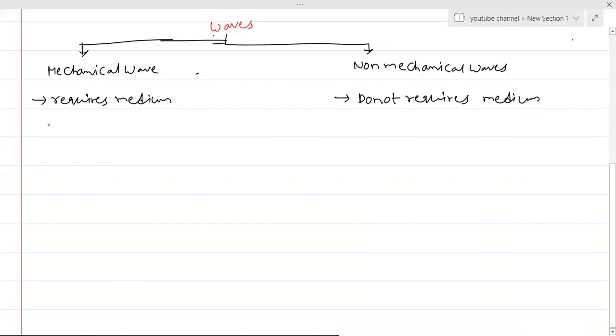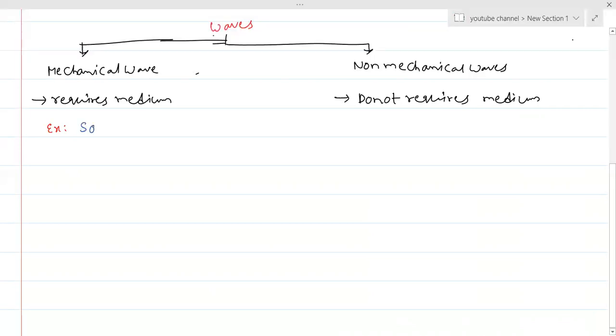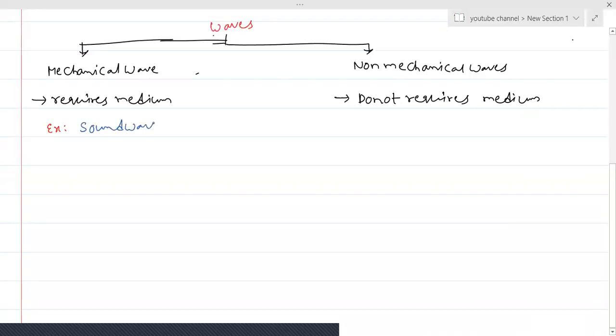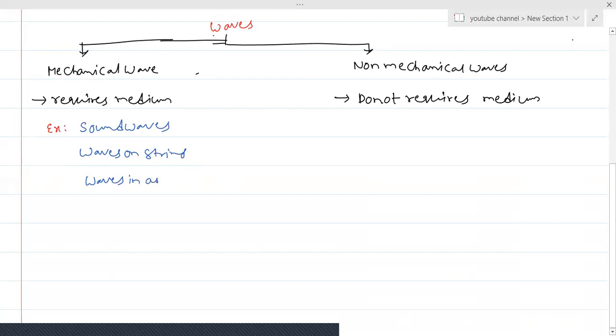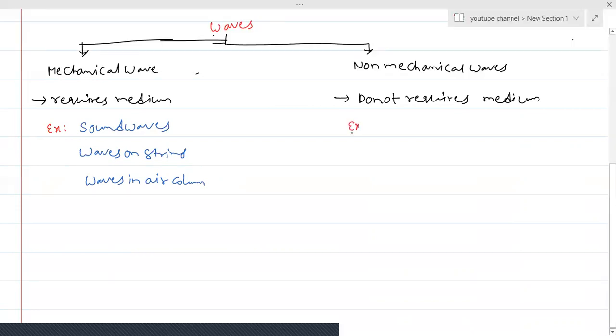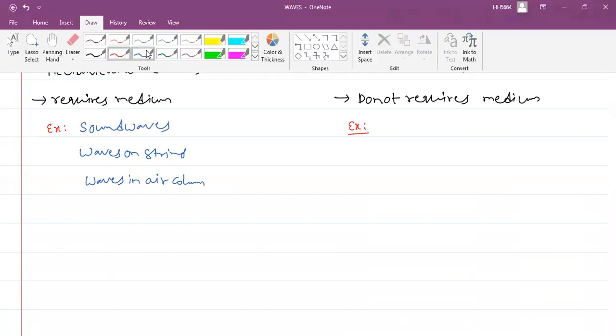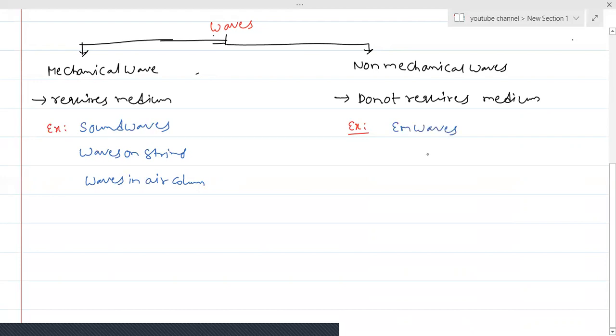For example, for mechanical waves we will take sound waves, waves on string, and waves in air column. When we think of examples of non-mechanical waves, we take light waves or EM waves. Obviously they don't require any kind of medium.